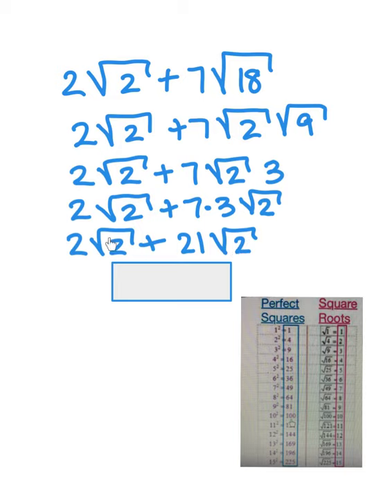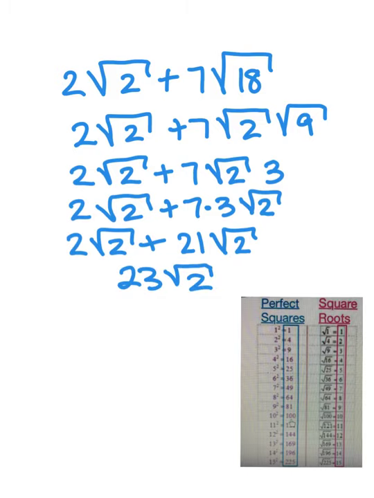We're going to look at the square roots. Okay, so it's the square root of 2. Here is a square root of 2. Is this square root of 2 the same as this square root of 2? Yes, so we can go ahead and add those front numbers. So we're going to say 2 plus 21. Well, what is 2 plus 21? That is 23. And then we still have that square root at the end. So our final answer is 23 square roots of 2.